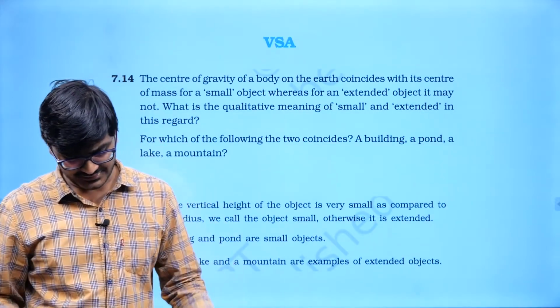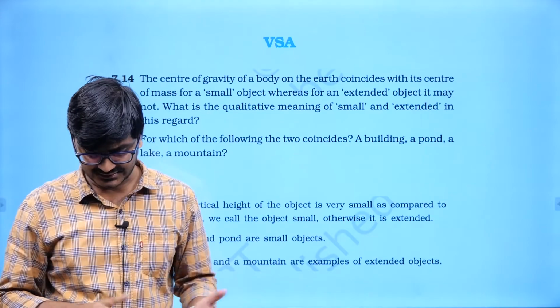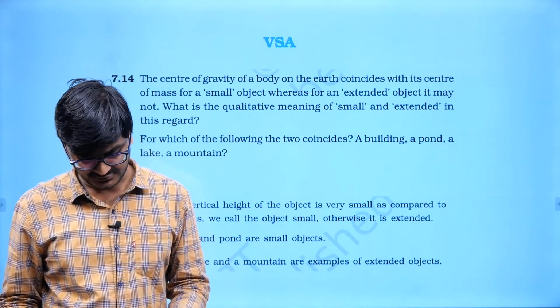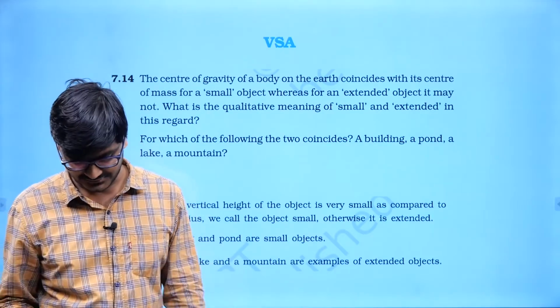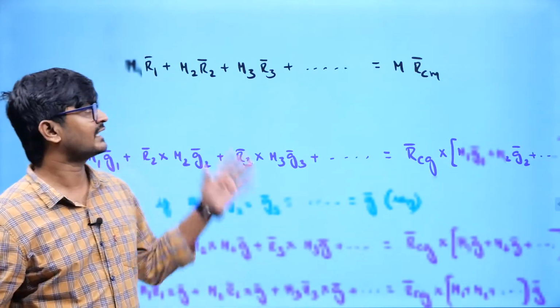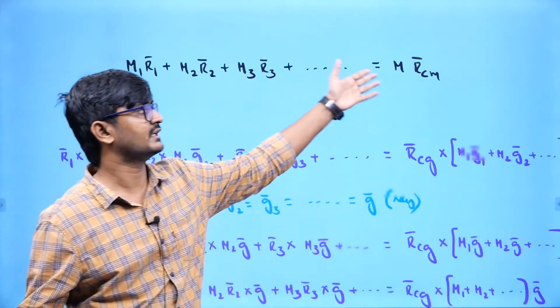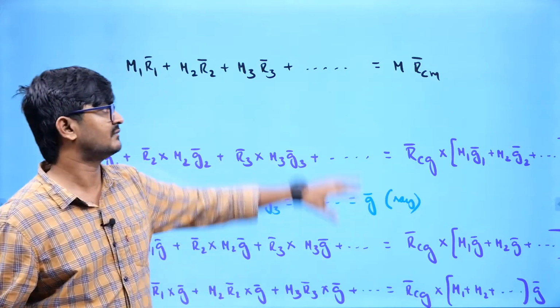Now the next question goes like, are center of mass and center of gravity the same definition, or when are they going to be the same? So center of mass is defined as m1 r1 plus m2 r2 plus m3 r3 and so on equal to total mass times the position vector of center of mass. So this is the definition.